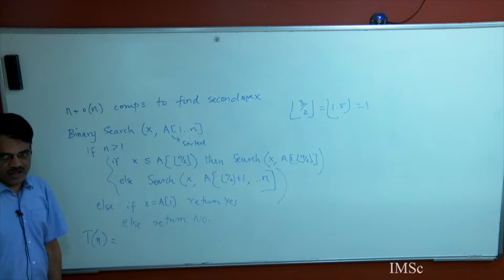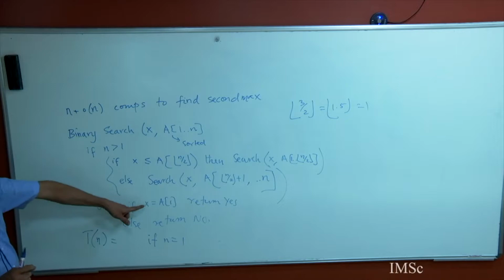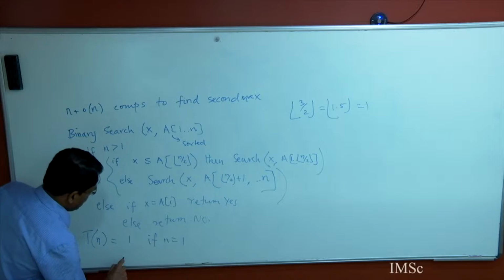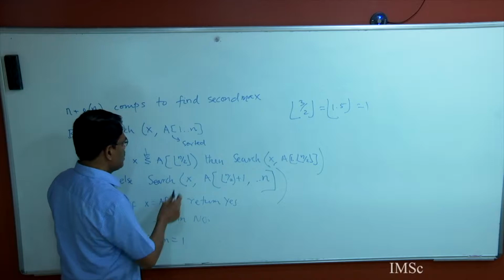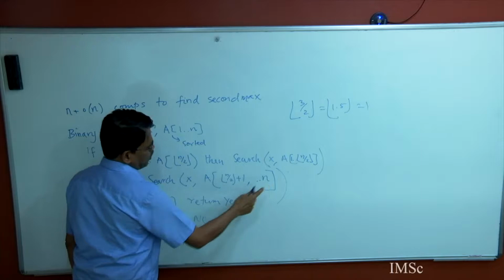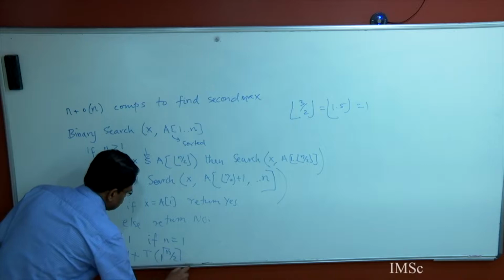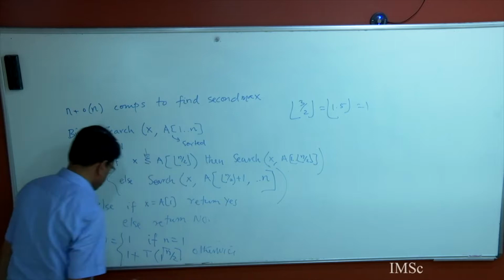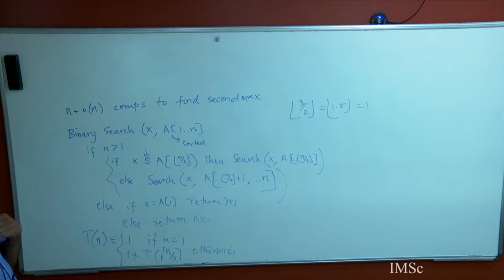If n is equal to 1, what is it? If there is only one element, I'm going to make one comparison. Else, you make this comparison, plus either the size floor n by 2 or the size ceiling n by 2 subproblem. Okay, so the maximum would be ceiling n by 2. I'm going to say less than or equal to because I picked the larger size array here. Okay. So what we did was, assuming n is a power of 2, we analyzed this.